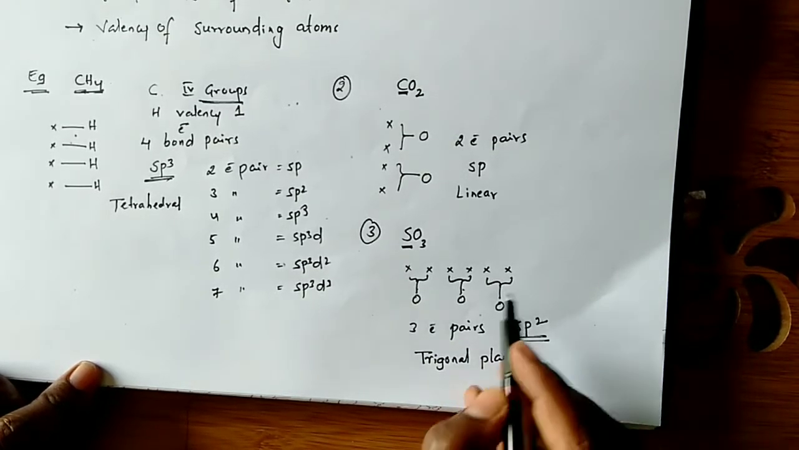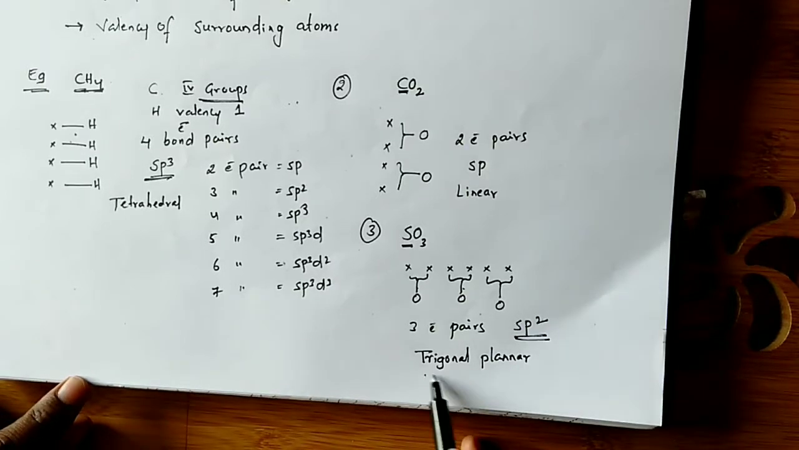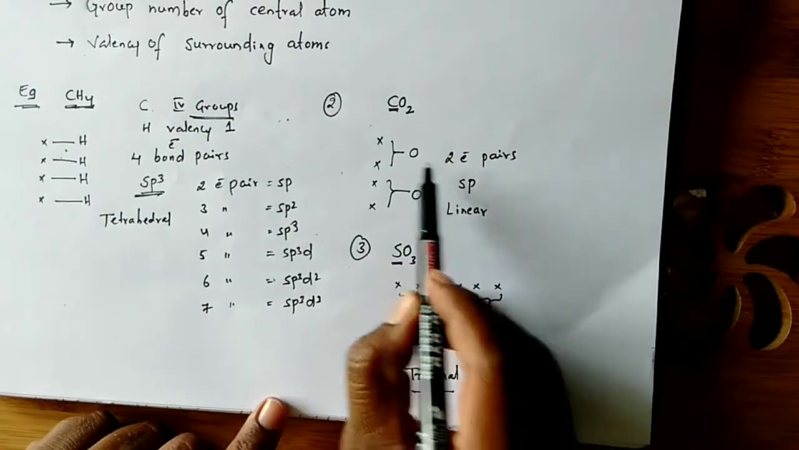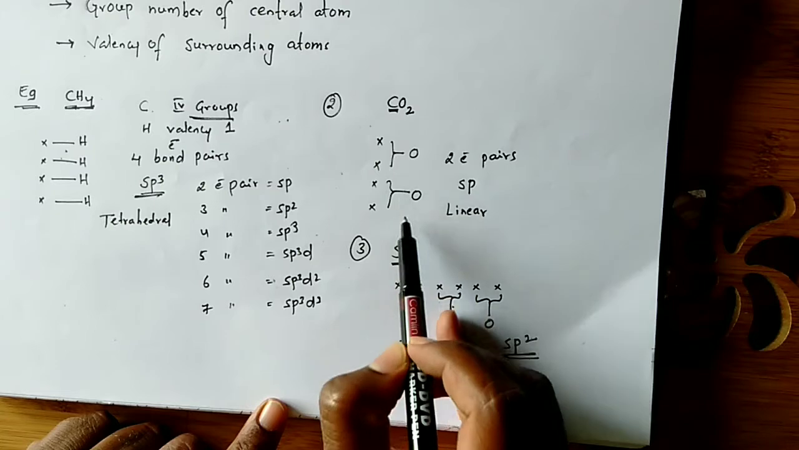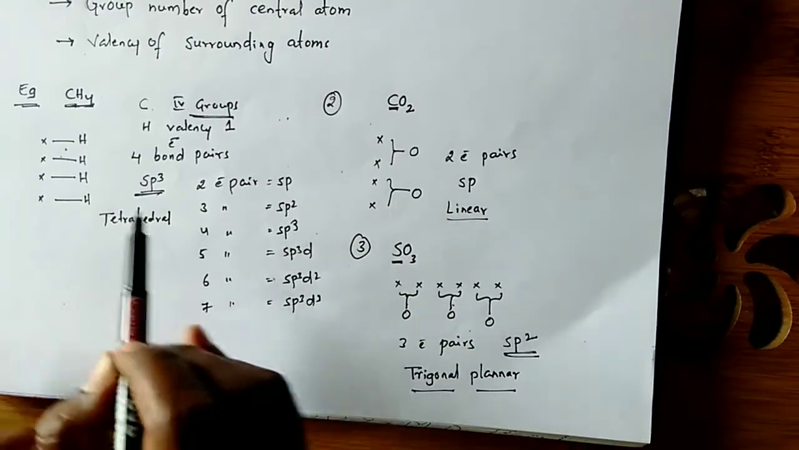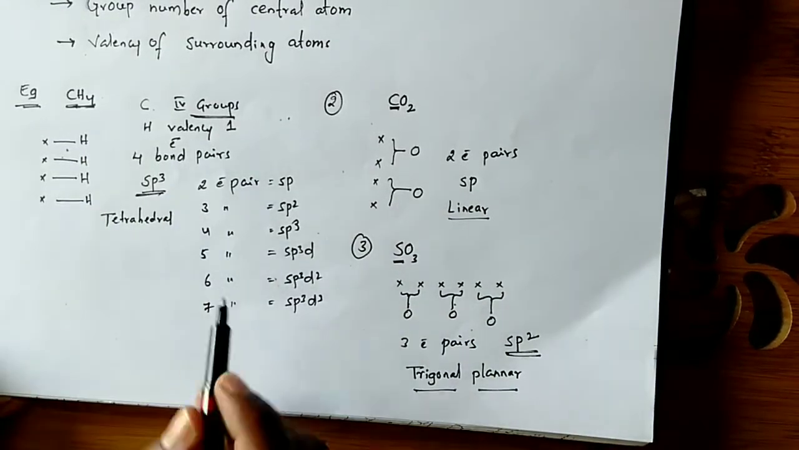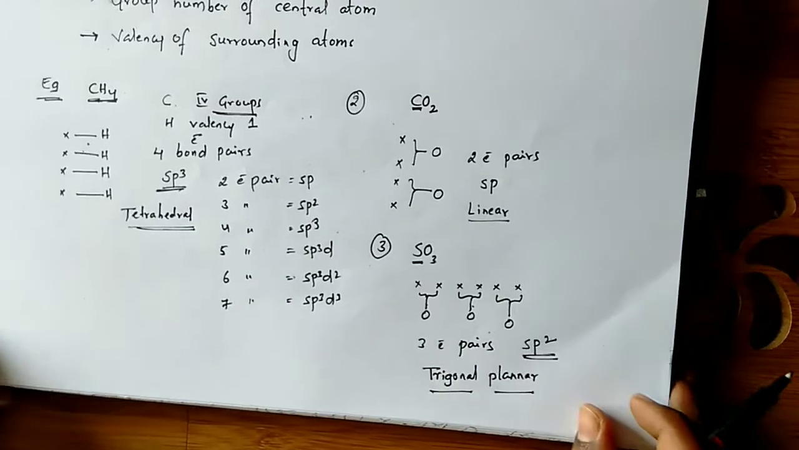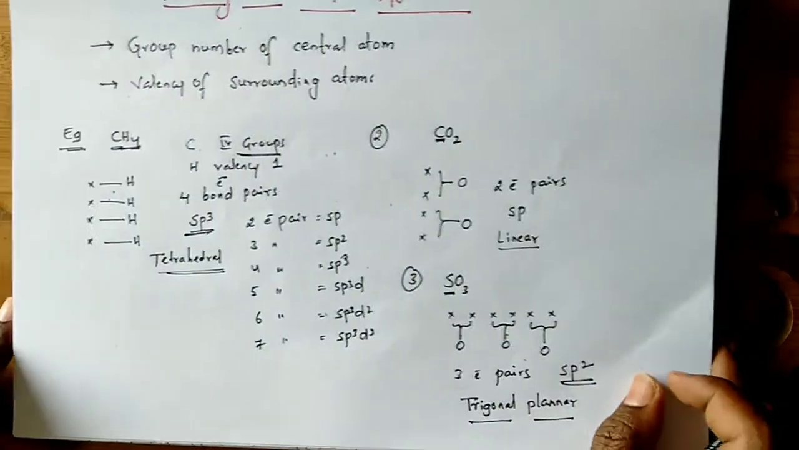sp2 hybridization with 0 lone pairs is trigonal planar. sp hybridization with 0 lone pairs is linear. sp3 hybridization with 0 lone pairs is tetrahedral. This is for neutral molecules.